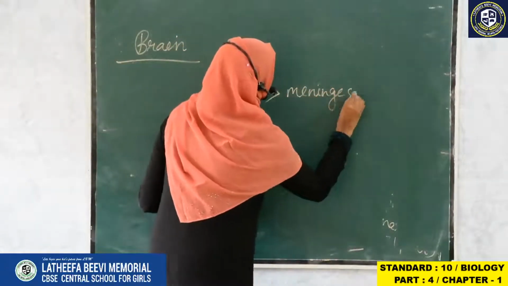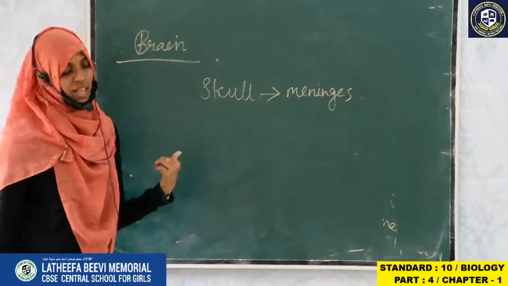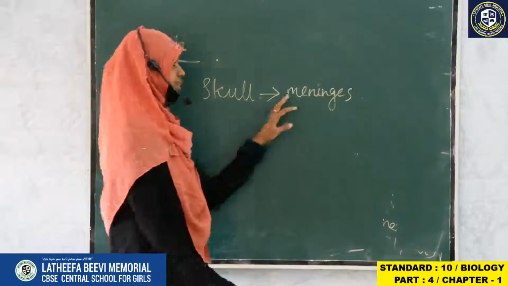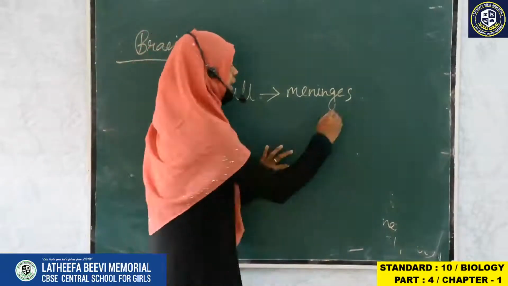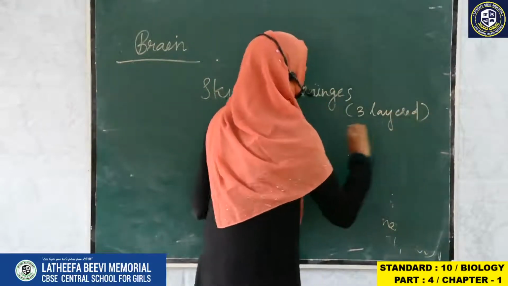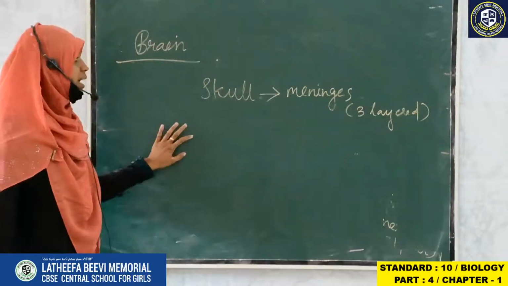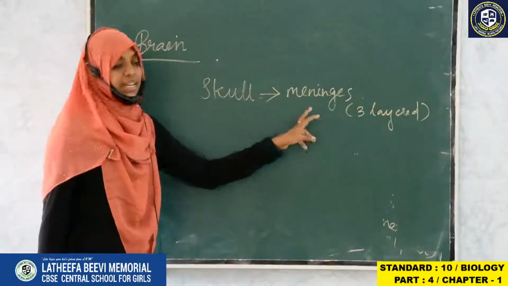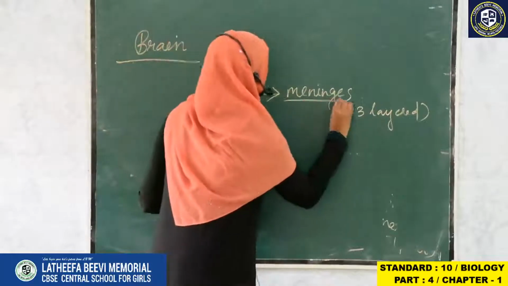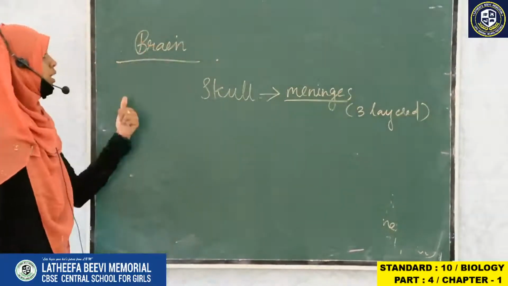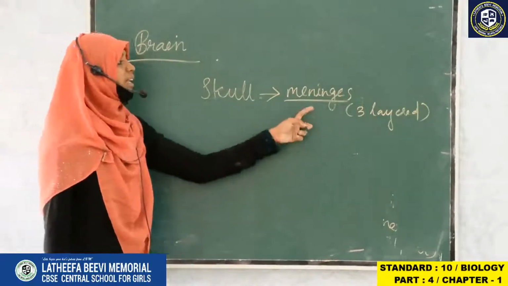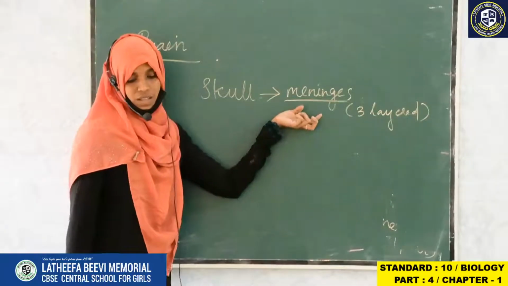So the brain is protected within the skull and it is covered by a three-layered membrane called meninges. How many layers? Three-layered membrane. Meninges is important from the exam point of view. The brain is protected inside the skull and then it is covered by a three-layered membrane called meninges.